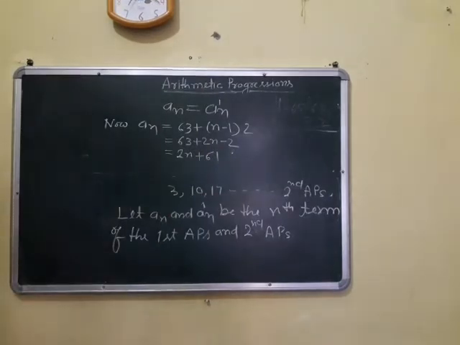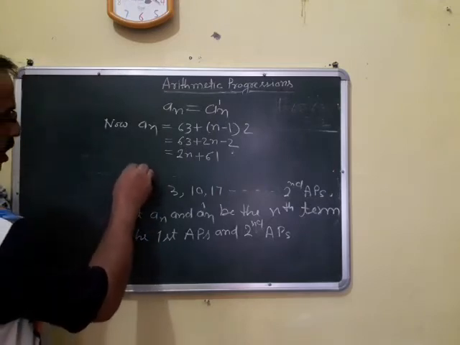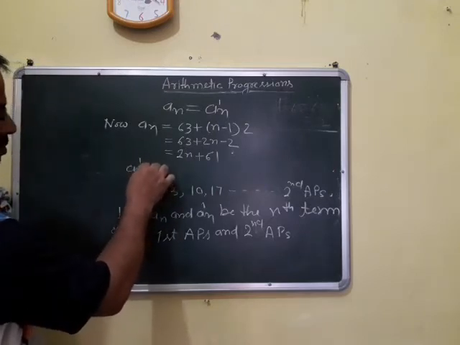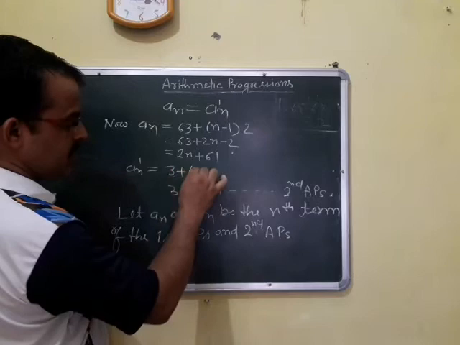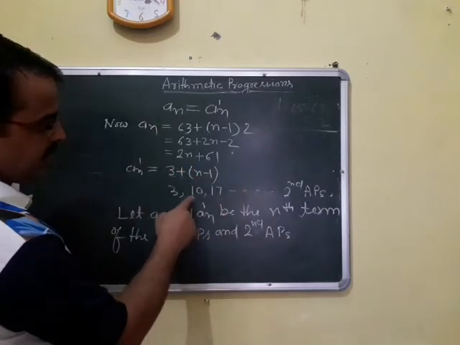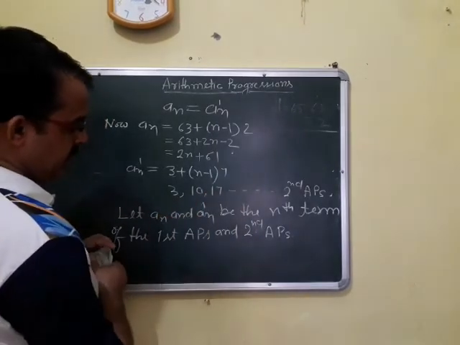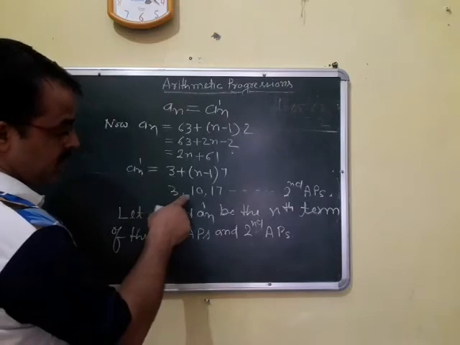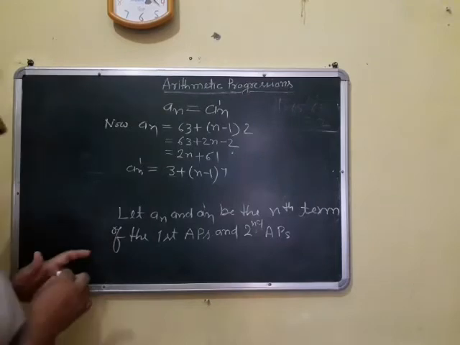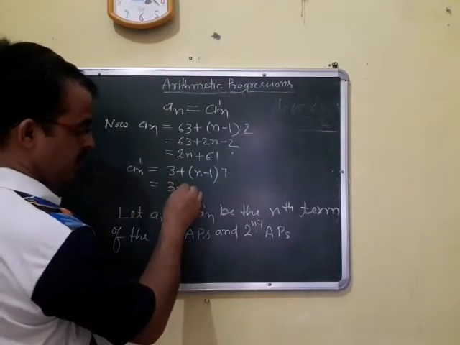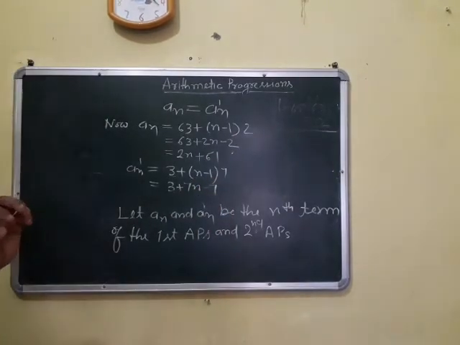Clear? Now an dash. Here A is 3 plus (n minus 1), and d is 7. In this second sequence we find the common difference is 7. Clear? Now this one is 3 plus 7n minus 7. Clear? So what do we get here?